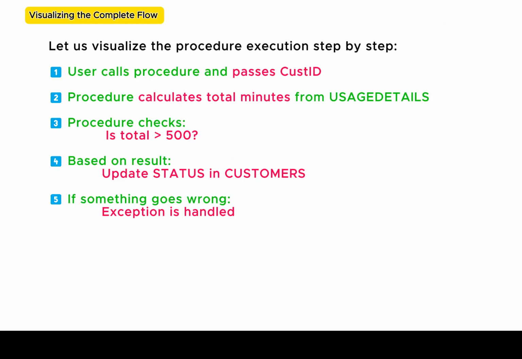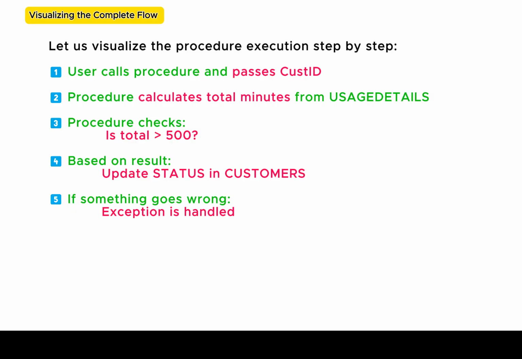Visualizing the complete flow. Let us visualize the procedure execution step by step. 1. User calls procedure and passes cust ID. 2. Procedure calculates total minutes from usage details. 3. Procedure checks is total greater than 500. 4. Based on result, update status in customers. 5. If something goes wrong, exception is handled. That's it. Simple and clean.